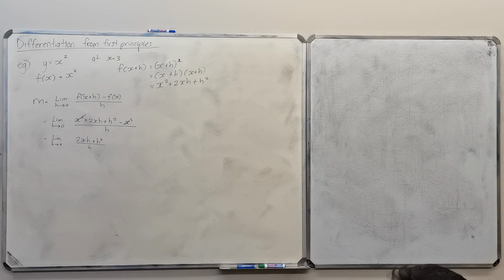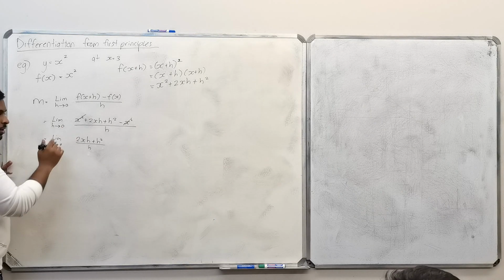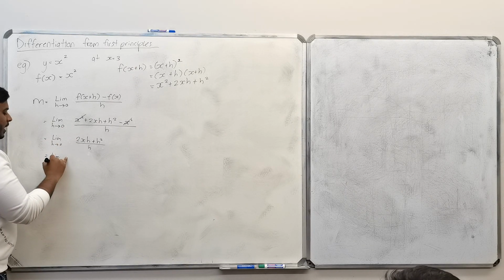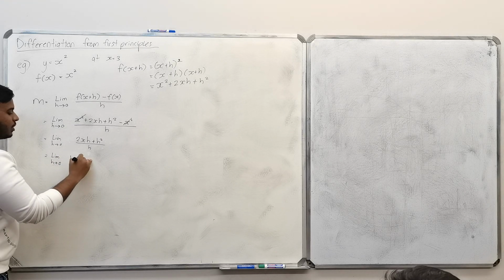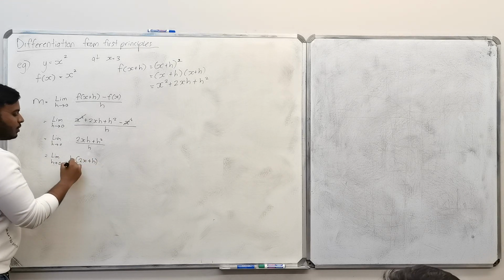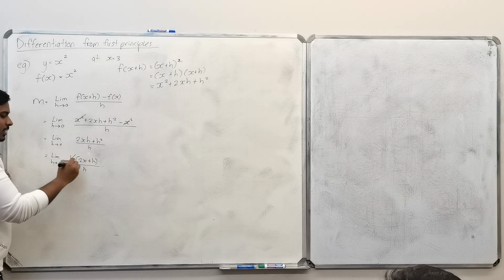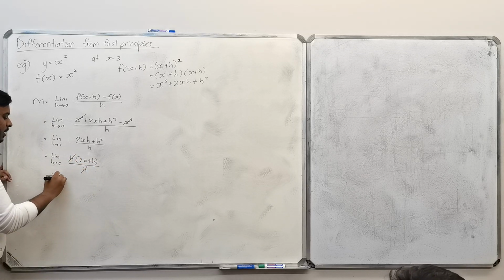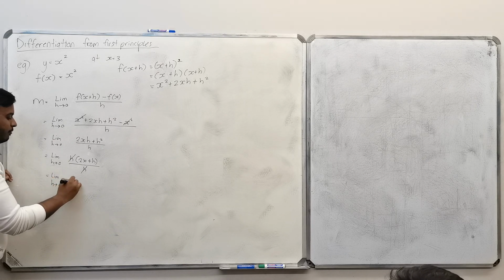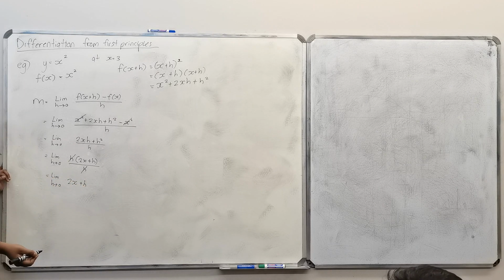Now what happens if you substitute the limit value? You're going to end up with 0 over 0. And when we have limits in the form 0 over 0, what do you do? You factorize, right? So in this instance, I'm going to pull out a common factor at the top, because I want to get rid of that h. So this would now be the limit as h approaches 0 of h times (2x plus h) all over h. That and that will cancel. You're left with the limit as h approaches 0 of 2x plus h.